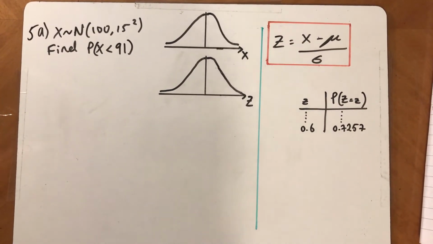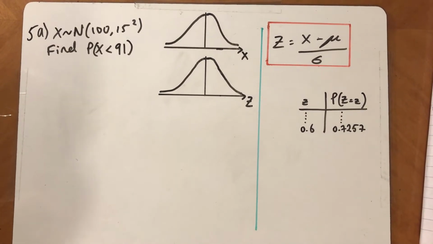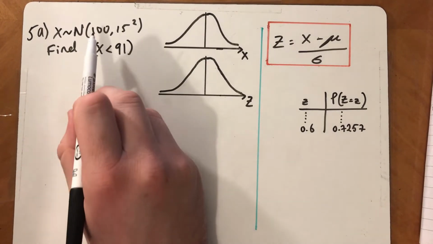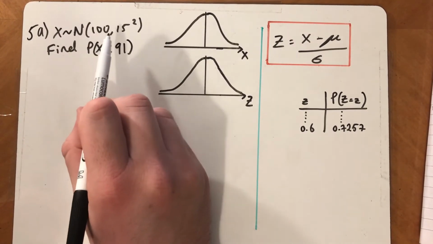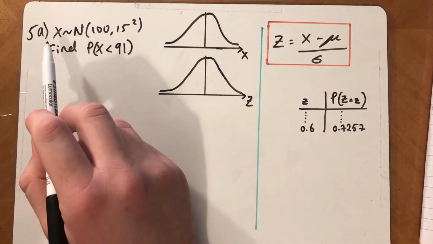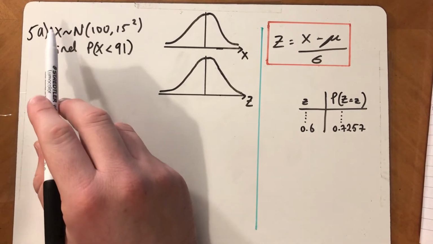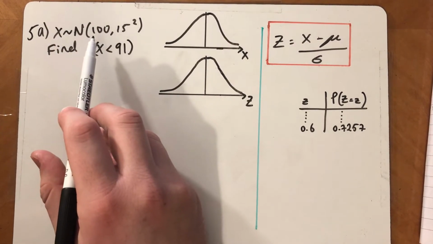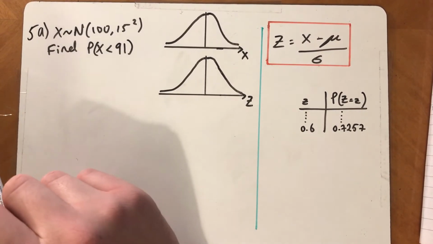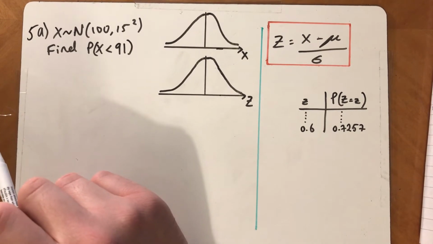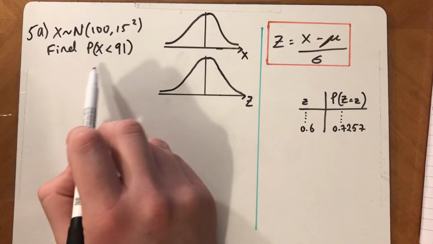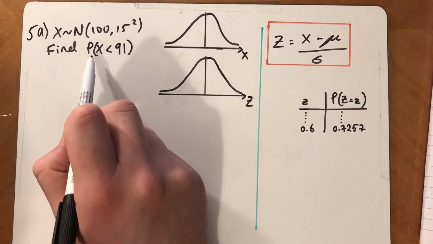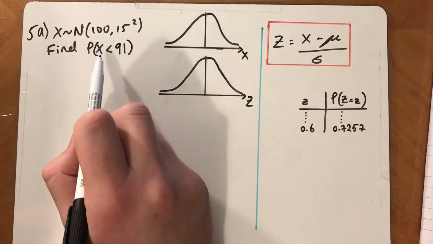Hi. So for question 5, we're told that the measure of intelligence, IQ, of a group of students is assumed to be normally distributed with a mean of 100 and a standard deviation of 15. If we let x be the random variable IQ, we can say that x is normally distributed with a mean of 100 and a standard deviation of 15. Find the probability that a student selected at random has an IQ of less than 91. So we're trying to find the probability that x, our random variable IQ, is less than 91.